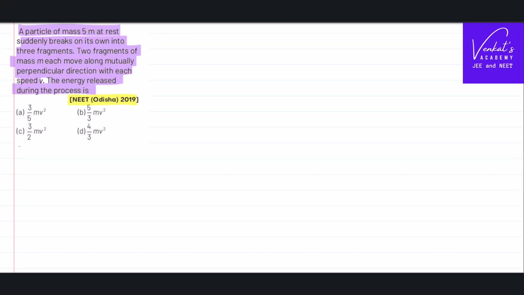A particle of mass 5m. Its initial mass is 5m. It is at rest. Being at rest, we can say the initial kinetic energy of the system is half, mass 5m, but velocity is 0. So initial kinetic energy is 0.